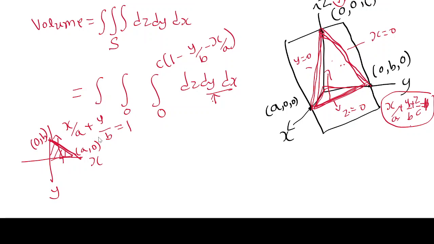If I want to write the limit for the variable y, it varies vertically, starting from 0 and ending at the line x/a + y/b = 1. So from this line, the upper limit for y is b(1 - x/a). Now I have to write the limit for x. The minimum value for x is on the y-axis, that is x = 0, so the lower limit is 0. The maximum value for x is a, so it can go up to a.